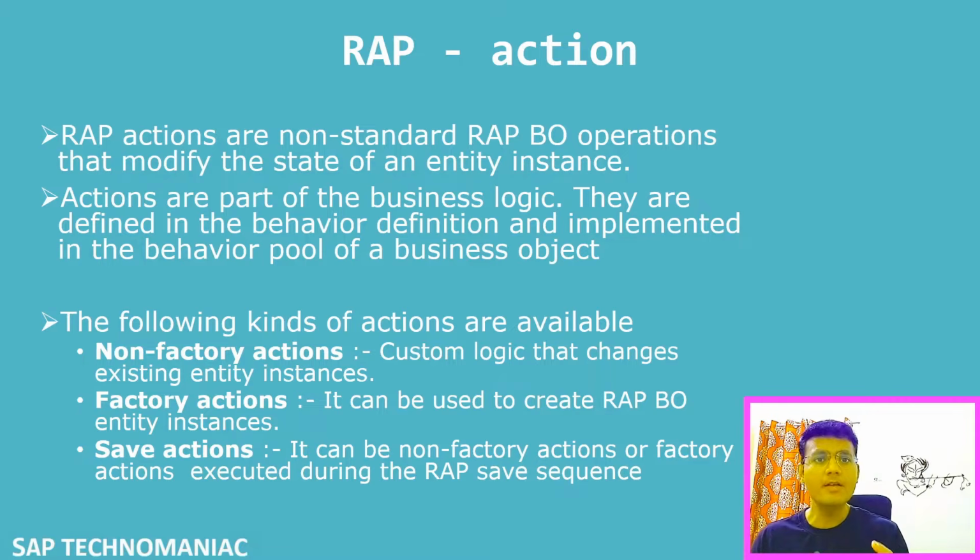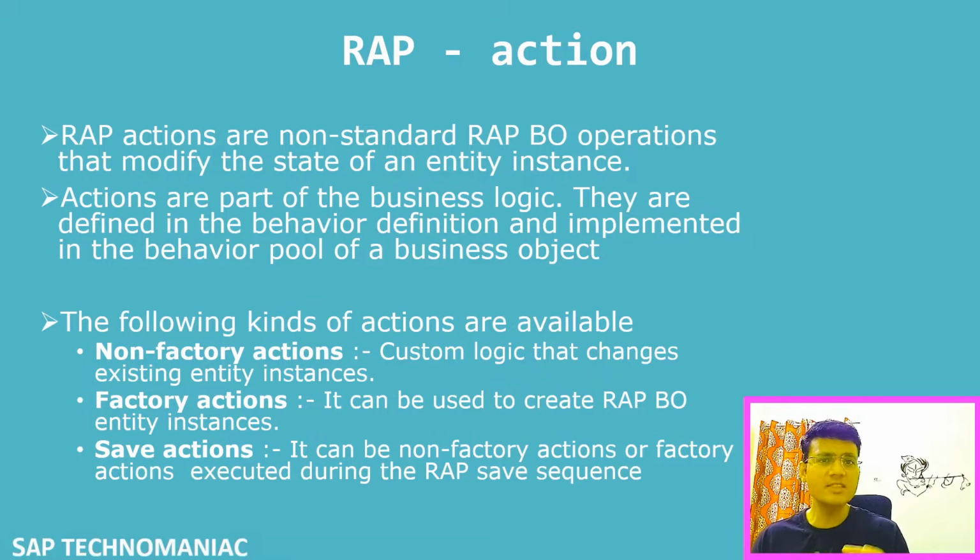For example, factory actions are used when we want to create a new BO instance based on an existing BO instance, or just want to create a new BO instance. At that time we will use the factory actions. But non-factory actions are useful if you just want to change the existing instance of the business object.